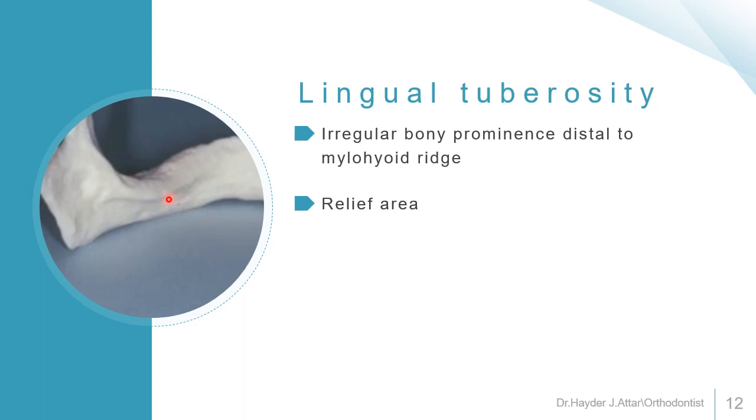At the end of the mylohyoid ridge there is an irregular bony prominence that represents the end of the mylohyoid ridge or is distal to it, and this irregular bony prominence also needs to be relieved because it is covered with a thin mucosa and causes pain or ulceration for the patient, and is regarded as a relief area of the denture.